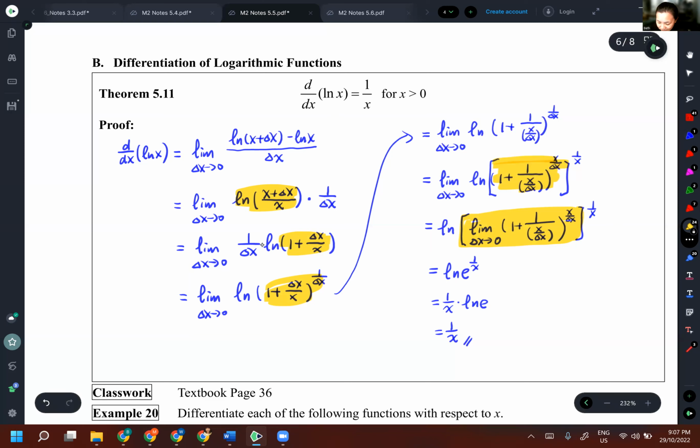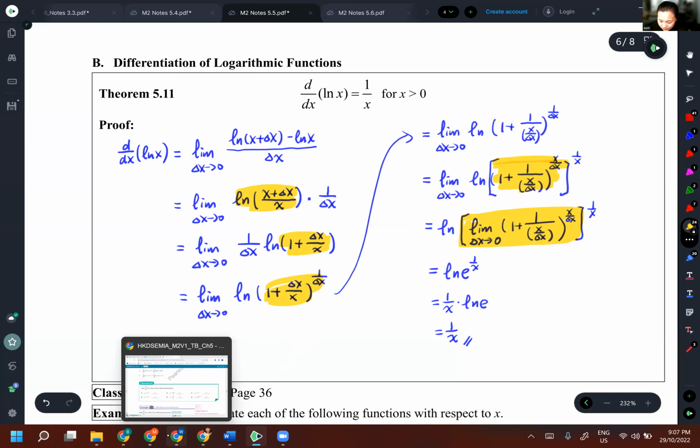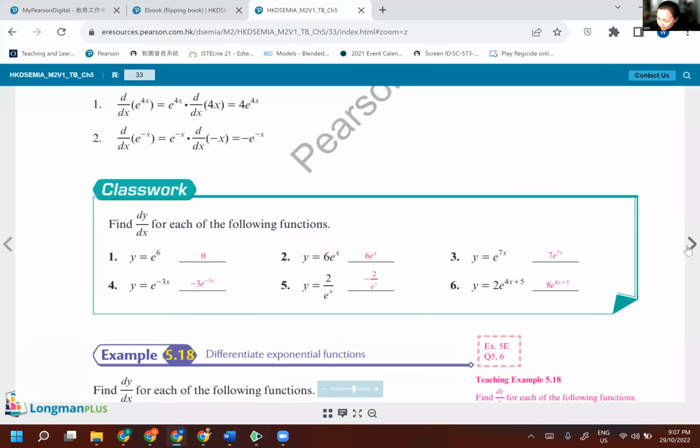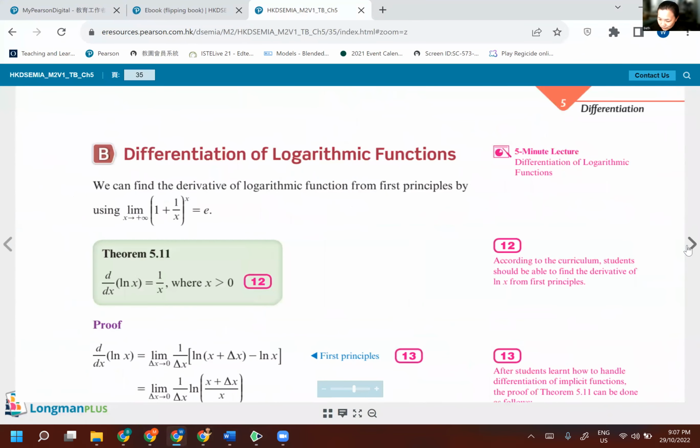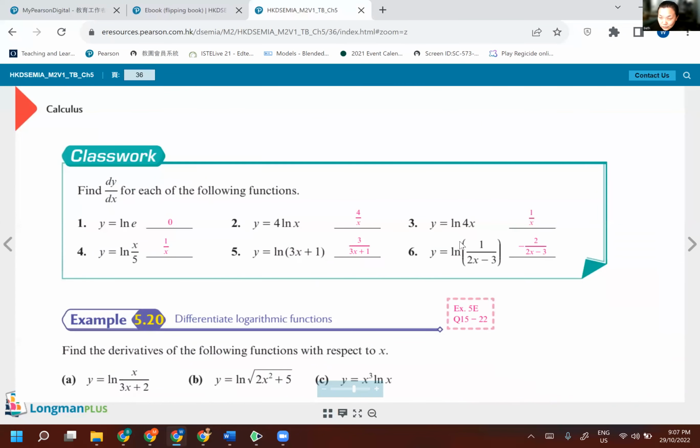Okay. The classwork, there is an easy classwork in the textbook on page 36. When you're done, you let me know, and then I'll show you the answer.